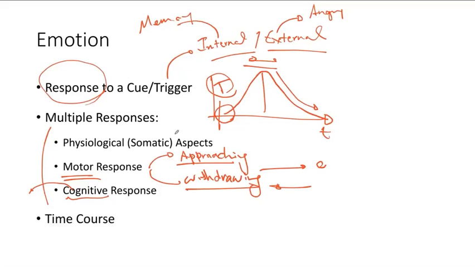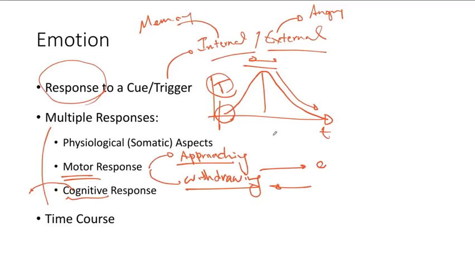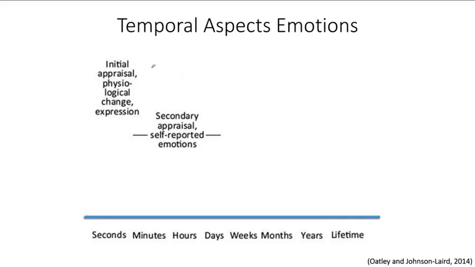And of course, when we talk about emotion, we are usually talking about a few seconds to a few minutes or up to a few hours. That is the time course of an emotional response in most cases. So when we think about the temporal aspects of emotion, we are thinking about a few seconds towards a few hours.